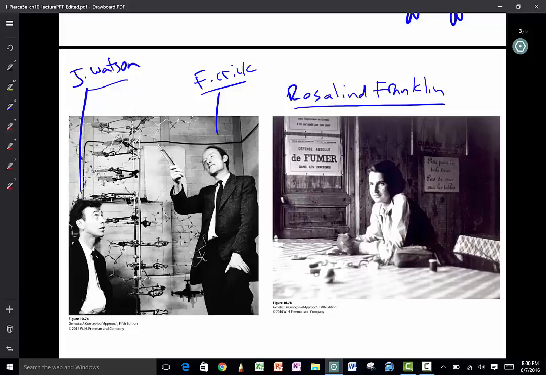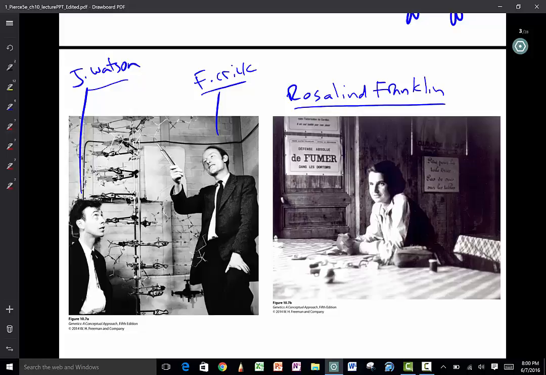Rosalind Franklin was working down the train route, I think she was in London, and she actually did a lot of measurements on DNA and came up with some data that Watson and Crick were able to use to build this structure that's shown here. That's the actual structure of DNA that they built. There's a lot of controversy involved in that.